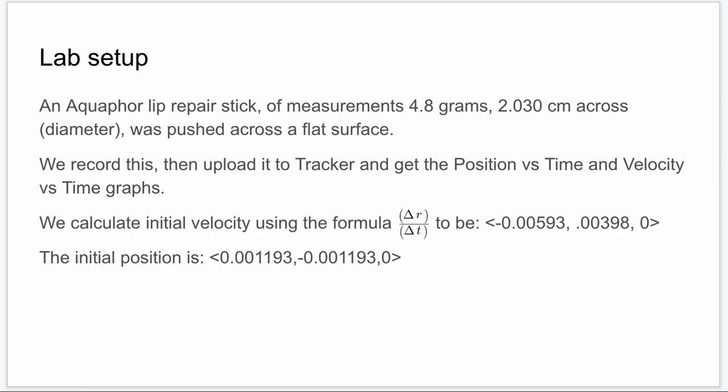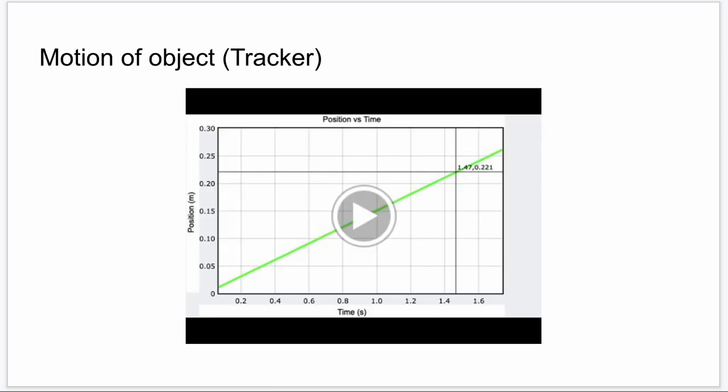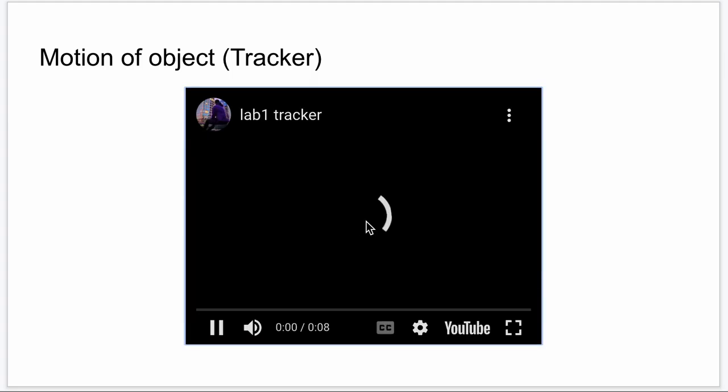For the lab setup, I used an Aquaphor lipstick chapstick, of mass 4.8 grams and 2.030 centimeters across in diameter, and I pushed it across a flat surface. I recorded this and uploaded it to Tracker to get the position versus time and velocity versus time graphs. I calculated the initial velocity using the formula delta r over delta t and calculated it to be this following vector, and the initial position based on the Tracker results is this following vector. This is the motion of the object.